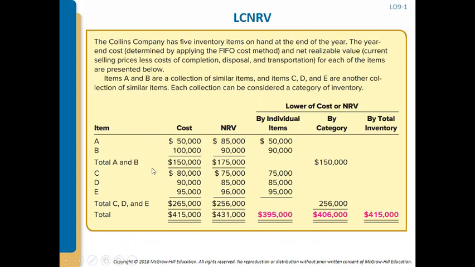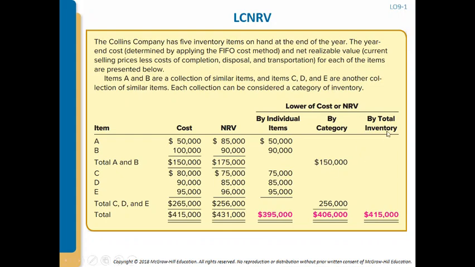If you do it by categories, here the categories are total of A and B, and then total of C, D, and E. If you do it that way, cost for total A and B is lower than NRV, so you take that, 150,000. And then for C, D, and E, the lower of the two is NRV, 256,000. You add those two numbers up, and you come up with 406,000, which is lower than the cost, 415,000. So in this case, you'd have a write down in inventory of 9,000.